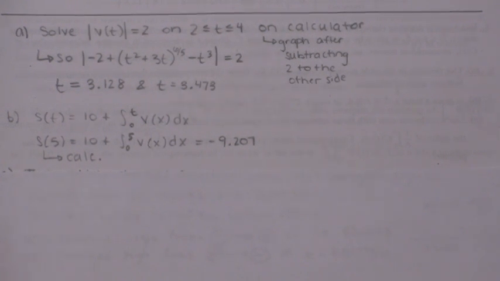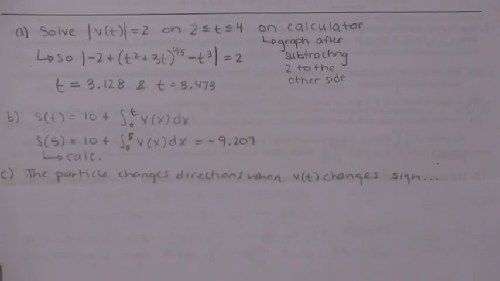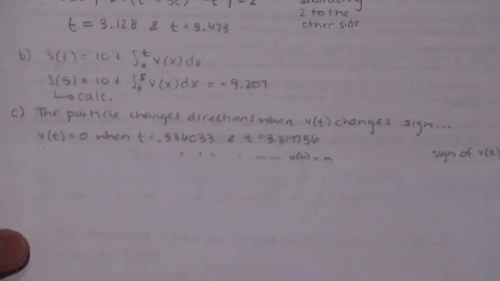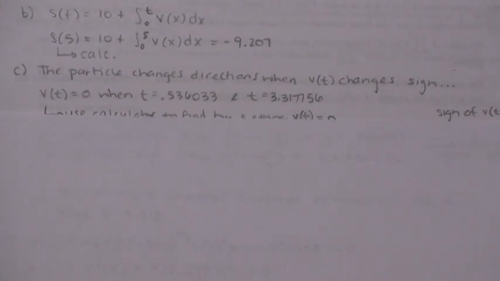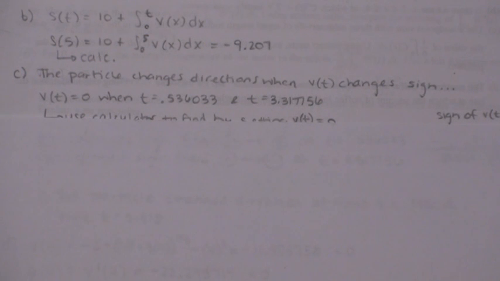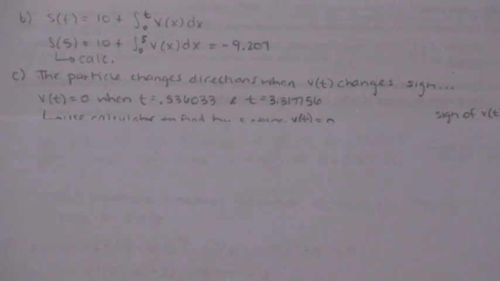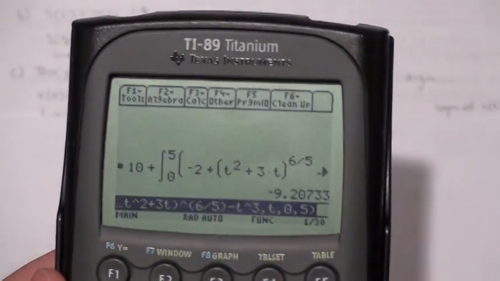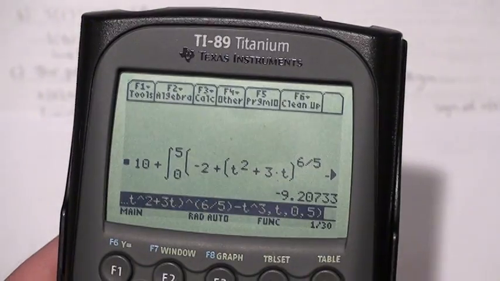Okay, C. Find all times t in the interval 0 to 5 at which the particle changes direction. Justify your answer. Okay, so we know the particle changes direction when your velocity changes sign, and your v of t equals 0 when t equals 0.536033 and when t equals 3.317756.